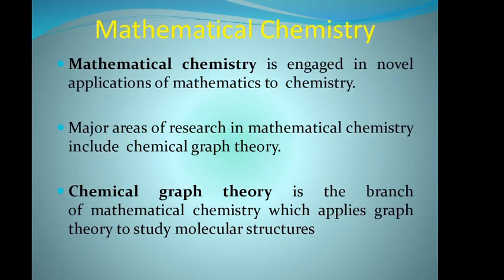And let us start with the important section here, mathematical chemistry. Mathematical chemistry is engaged in novel applications of mathematics to chemistry. Major areas of research in mathematical chemistry include chemical graph theory. Chemical graph theory is a branch of mathematical chemistry which applies graph theory to study molecular structures.